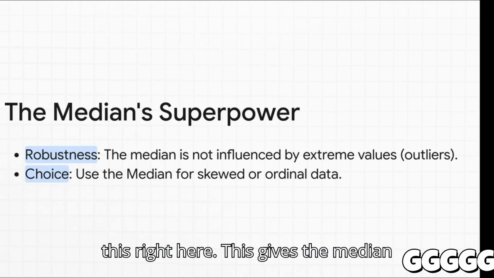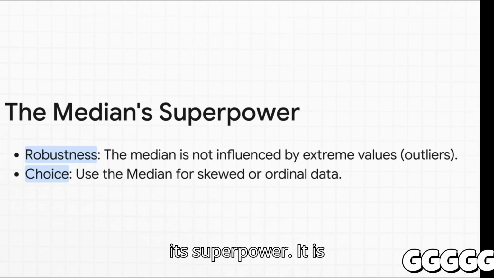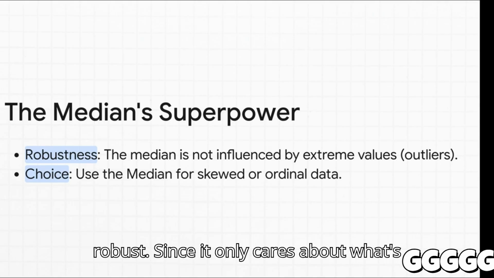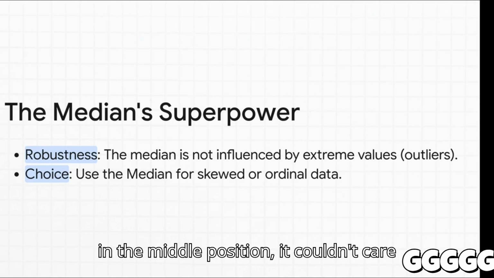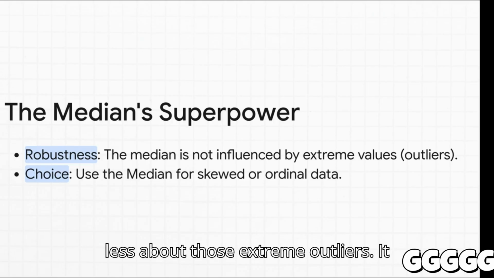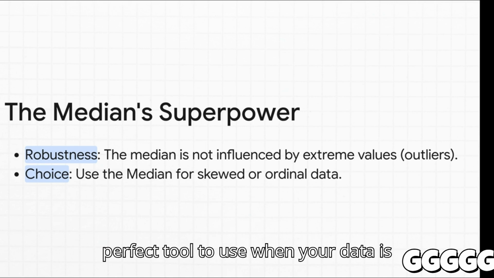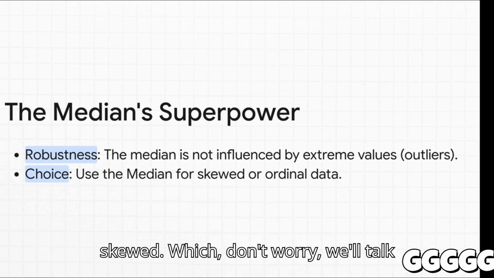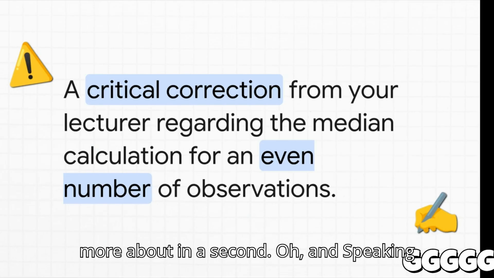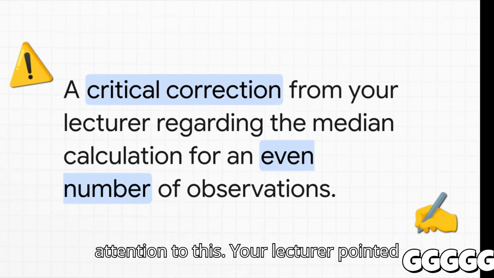And this right here, this gives the median its superpower. It is robust. Since it only cares about what's in the middle position, it couldn't care less about those extreme outliers. It just ignores them. And that makes it the perfect tool to use when your data is skewed, which, don't worry, we'll talk more about in a second. Oh, and speaking of the median, okay, you have to pay attention to this.